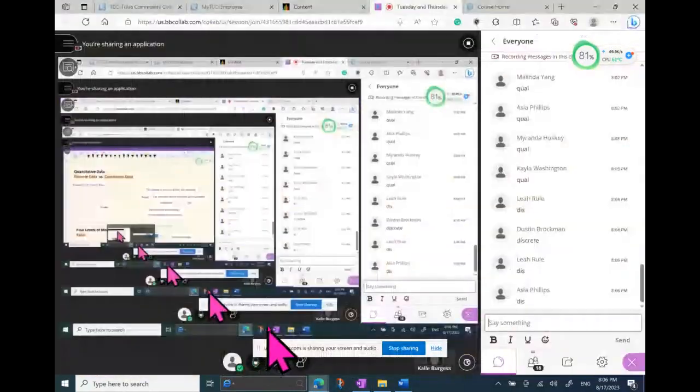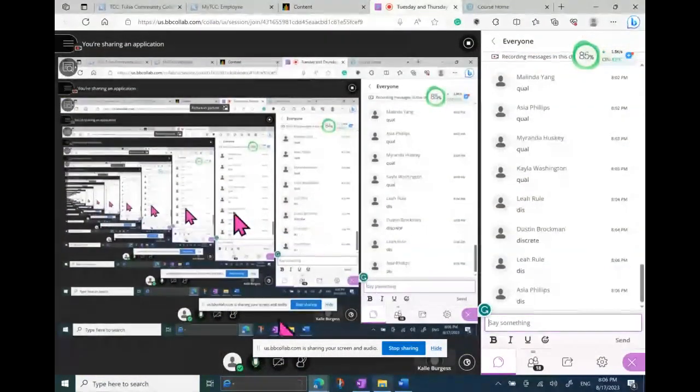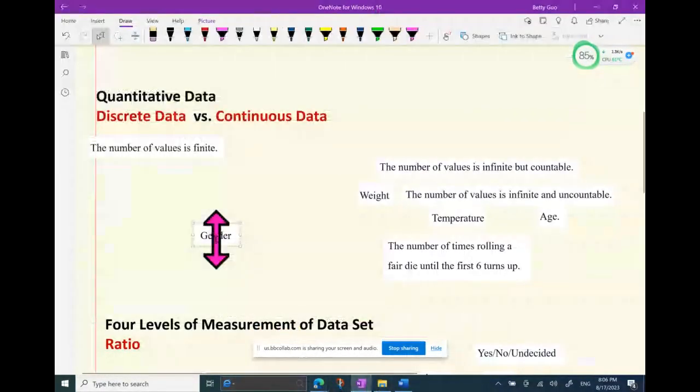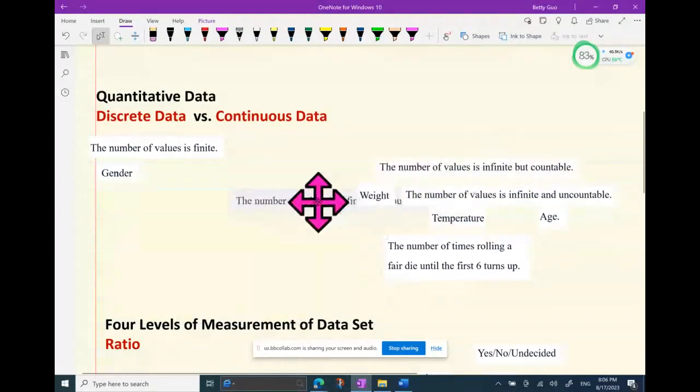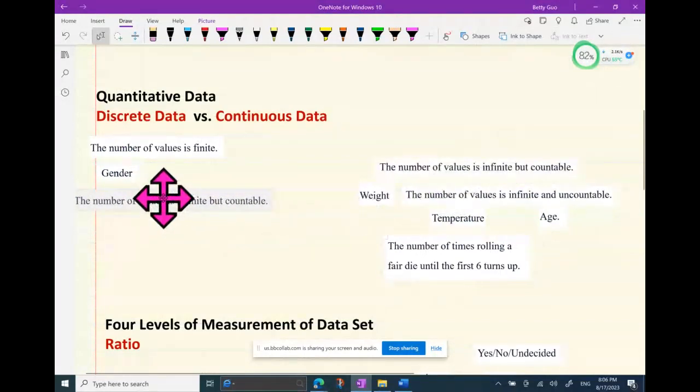Yeah, nowadays we have probably more than just 2, right? But anyway, it's going to be a finite number. And if the number of values is infinite but countable, very important, this is also discrete.